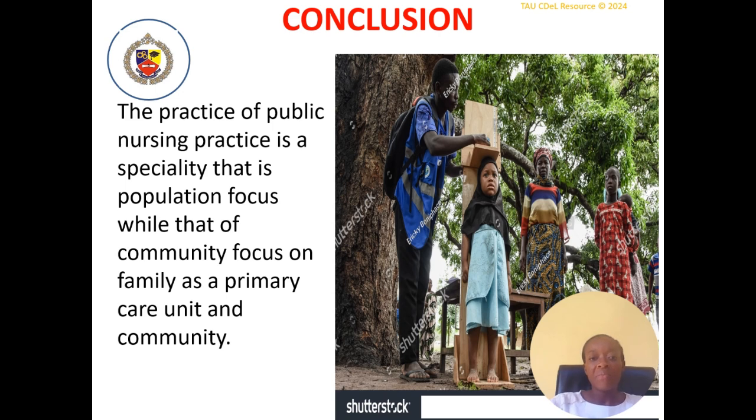Then in conclusion, public health nursing practice is a specialty that is population focused. It focuses on the people of the community. And remember that we said that the family is an integral part, the core part of the community.